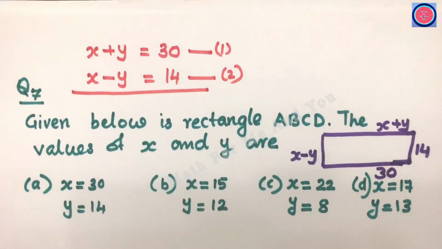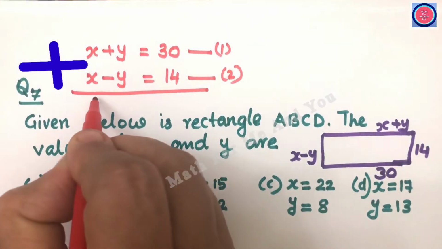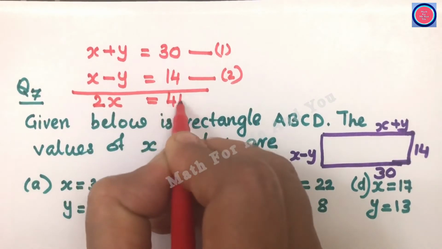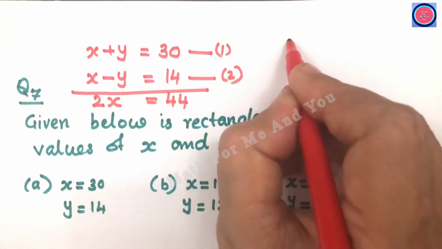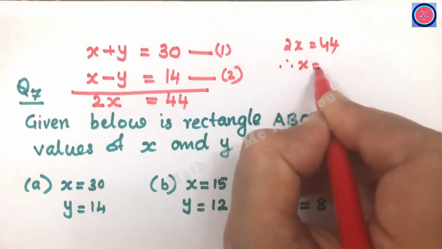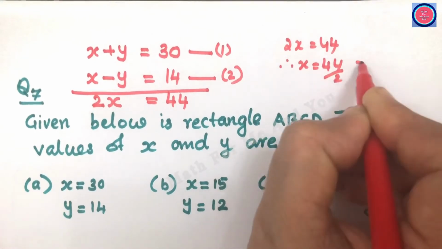Solve them. Here we can add so that we could cancel y. So x plus x is 2x, y and minus y cancel. 30 plus 14 is 44. 2x equals 44. Therefore, we can find what is x. x equals 44 divided by 2, which is equal to 22.